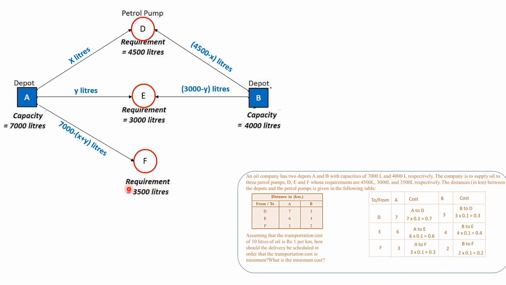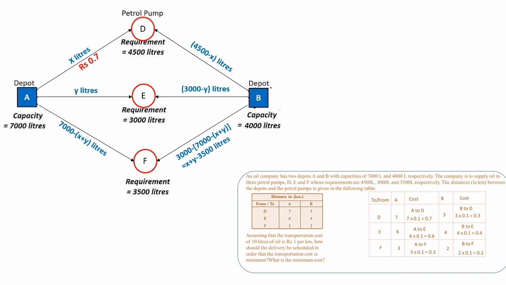This means the balance out of these 3,500, 7,000 minus (X plus Y) got from depot A, the balance will come from depot B, that is 3,500 minus (7,000 minus (X plus Y)). So when you go for the calculation, you will get X plus Y minus 3,500 liters that we have got here.